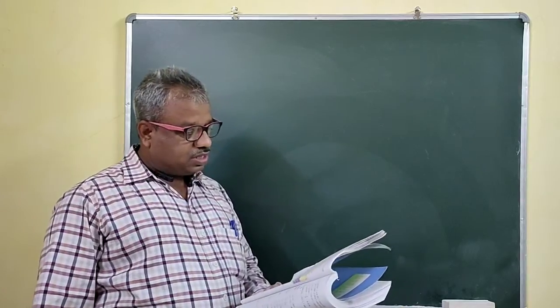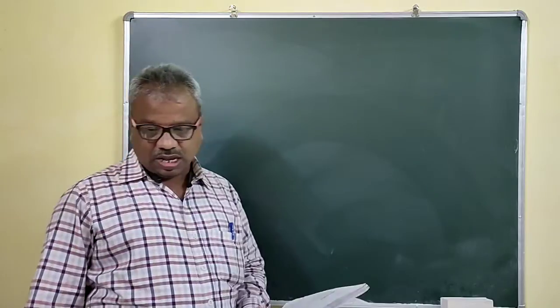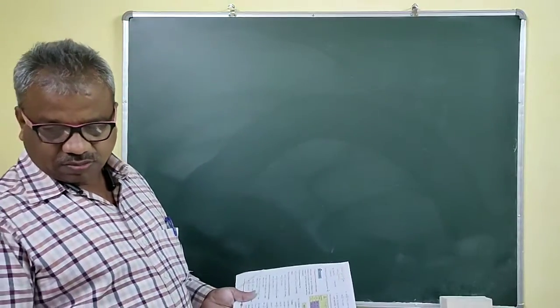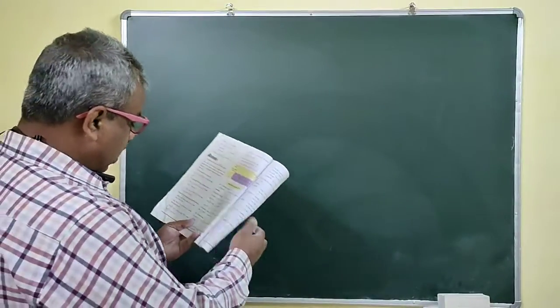Okay, so what we have seen in the last lecture is how to find trigonometric functions of the allied angles. We have seen some problems on it also. We'll continue that.